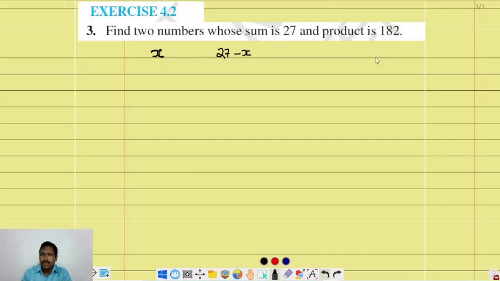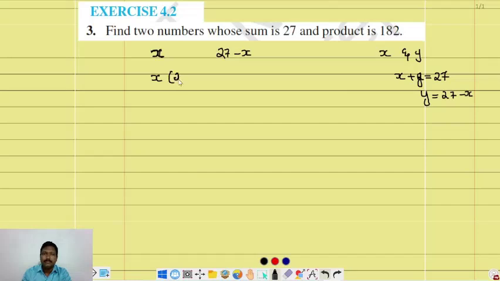I will show you. Suppose the numbers are x and y. So x plus y is equal to 27. So from this we can consider the second number, that is y, as 27 minus x. So the numbers you can take as x and 27 minus x. Okay. Now the product of these numbers.